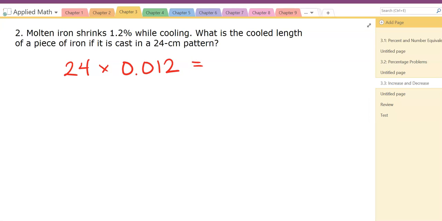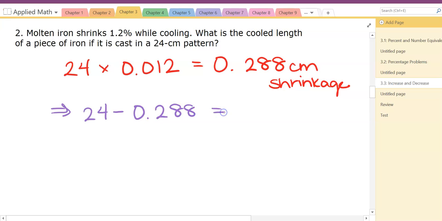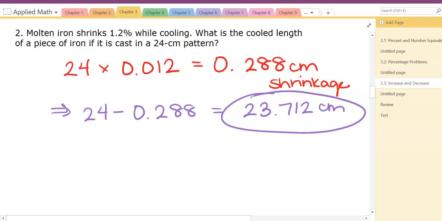So if we do this 24 times 0.012, that gets us 0.288. So that's how much it's going to shrink. So then we take 24 and we subtract that. And what'd you guys get? $712.